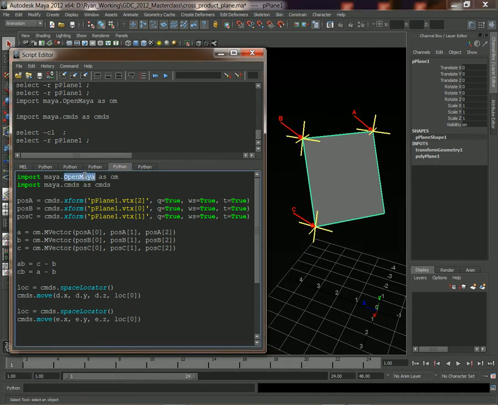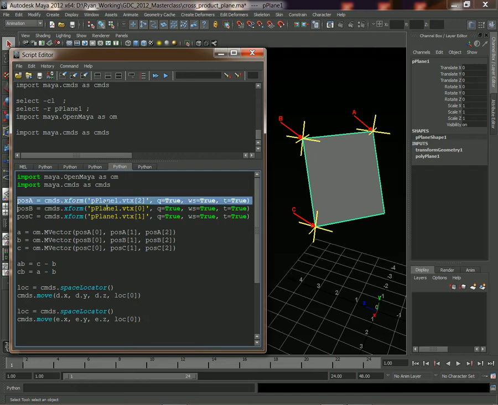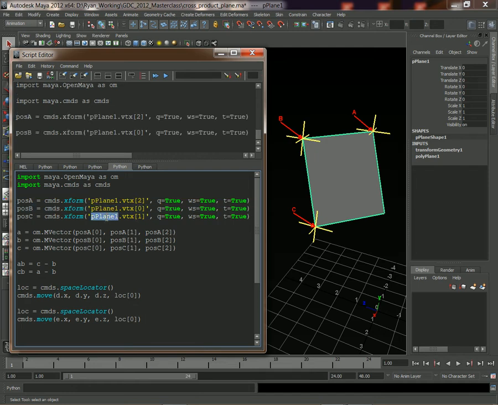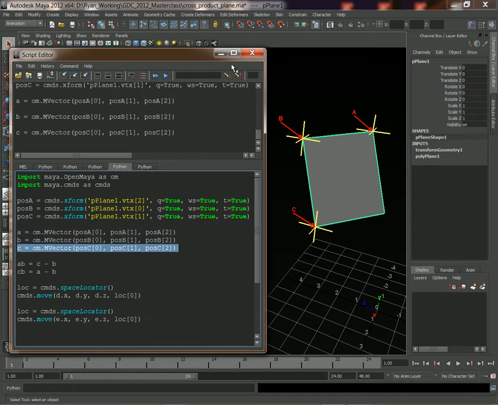So first we would import OpenMaya, so we have our MVector class to work with, and then import the Maya commands, so we can use the xform command and various other things. And now I'm going to get the position of the vertex at A, B, and C. I'm getting the world positions of the vertices on the plane. So now that we have these points, we get the MVector of A, B, and C. So these are all things that we've already done.